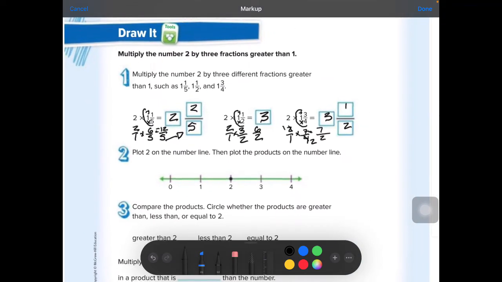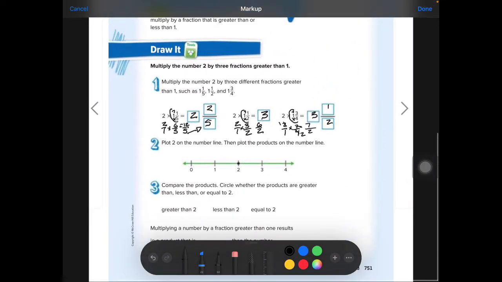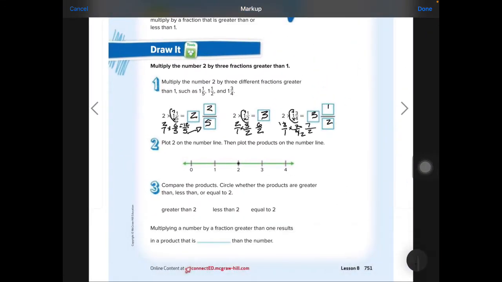Okay, the purpose of scaling is to see that when you multiply a number by a fraction, if you multiply by a whole number, it goes up. If you multiply by a fraction that's less than 1, it will go down. So here, let me explain. We're going to plot on the number line. Then we're going to plot the products on the number line.